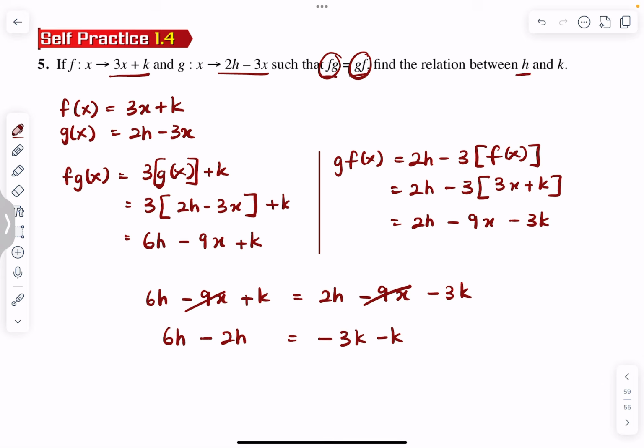They want us to find the relationship between h and k. So let's make h the subject. 4h is negative 4k. Therefore h is negative 4k over 4, giving us negative k. So this is the relationship between h and k.